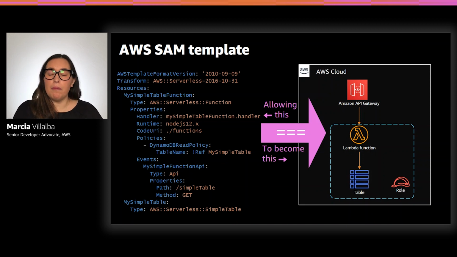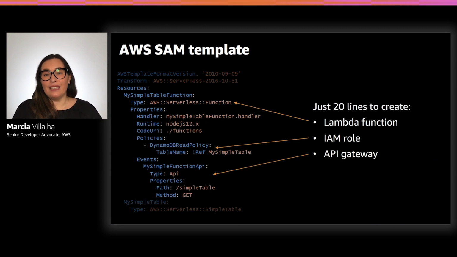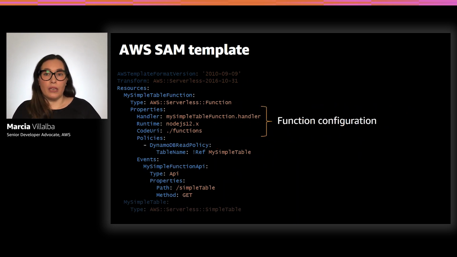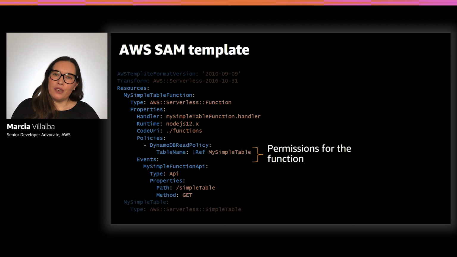The first bit of the template tells CloudFormation that it's a SAM template and it needs to transform it. The second bit of the template is the definition of the Lambda function resource. And inside we will have the function configuration, where the code is, what is the runtime we are using. You can also add how much memory we want to allocate, the timeout, if it's a container image or it's a zip package. Then we have the permissions for the Lambda function.